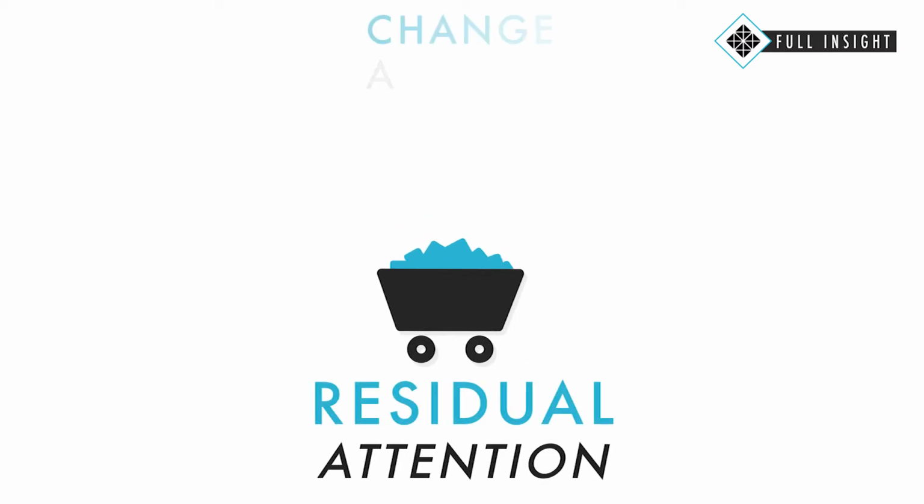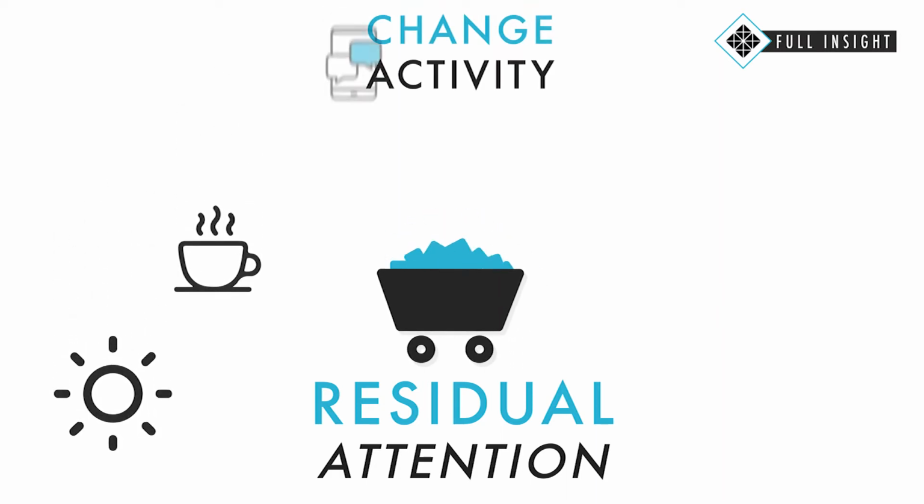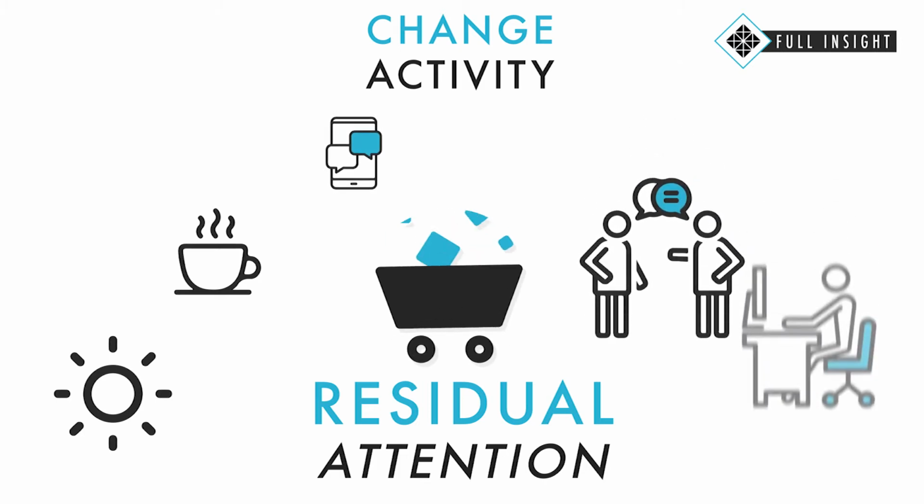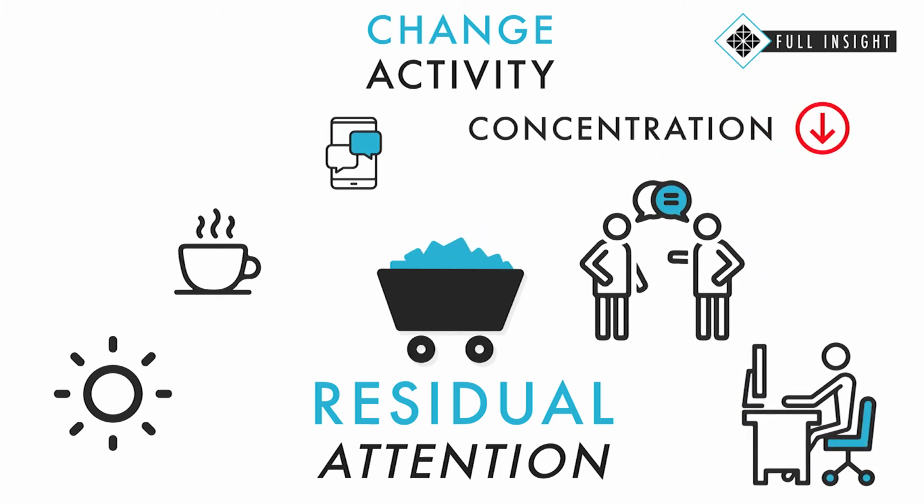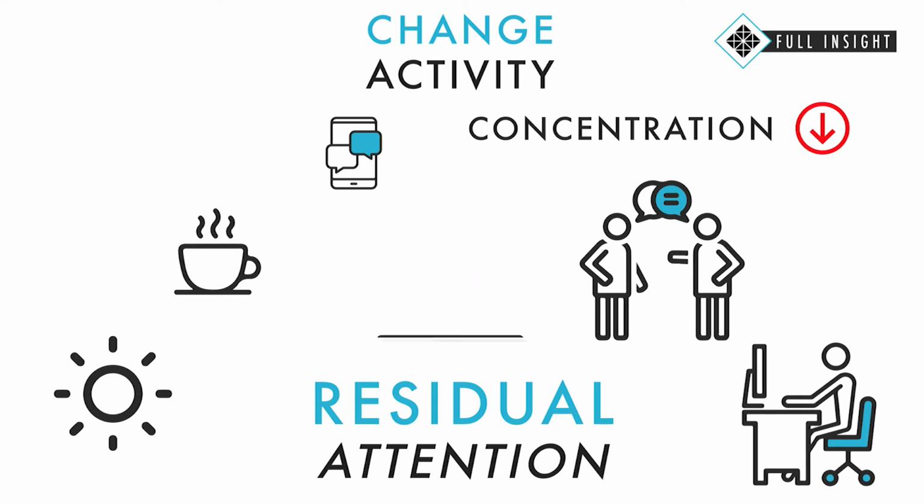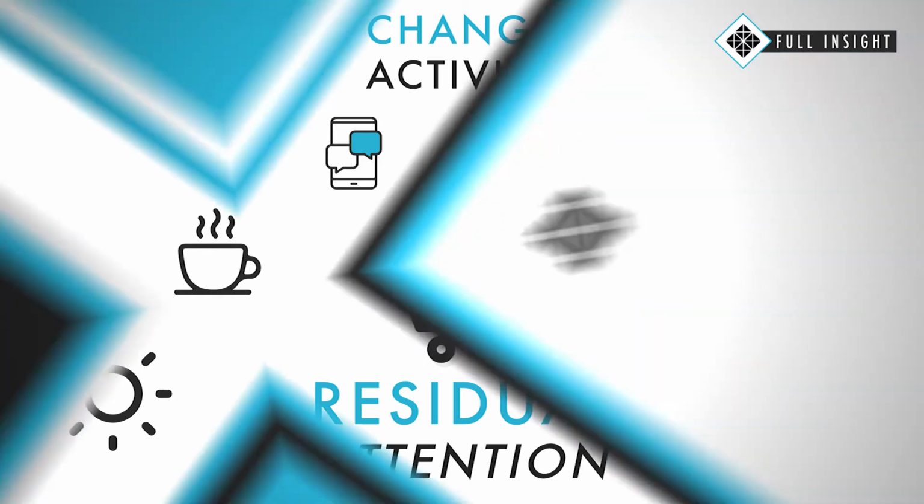Before going deep into these strategies, there is an important concept you need to understand: residual attention. This concept means that every time we change activity, part of our attention remains focused on the previous activity. This makes deep work impossible because the intensity of concentration decreases each time we make a change in our work activities. Residual attention is one of the main reasons why working deeply and in a focused way for long periods of time has so many benefits for our productivity.